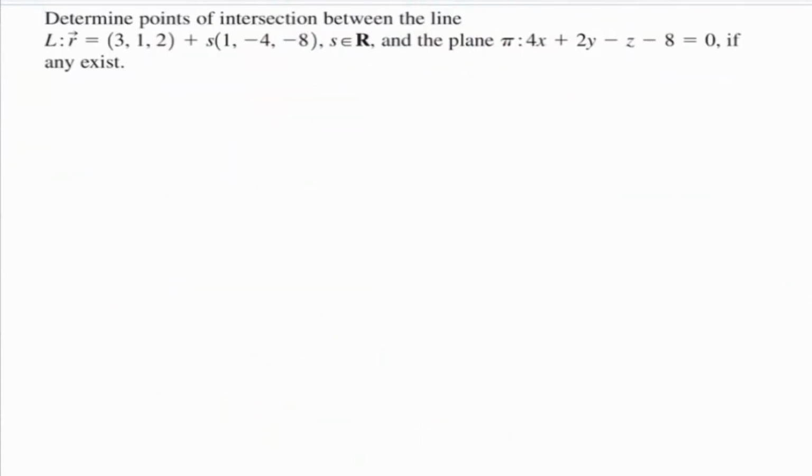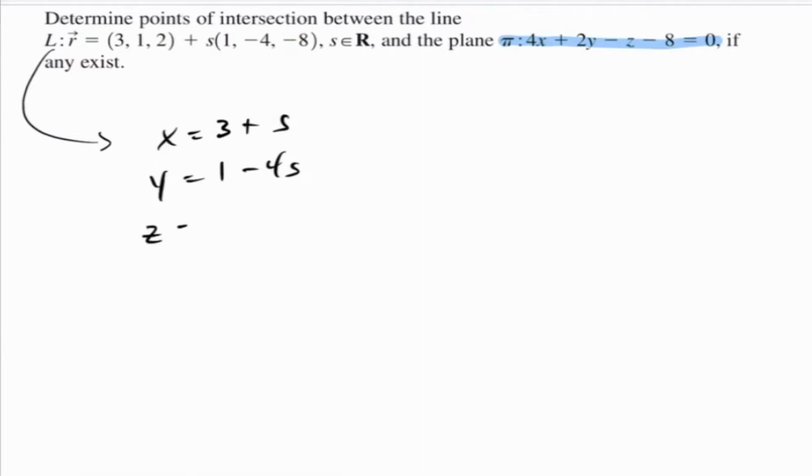Here's our first example. It says, determine the points of intersection between a line and this plane. The general strategy is to express your line in parametric form. Right now I'm in vector form, so parametric form is x equals 3 plus s, y equals 1 minus 4s, and z equals 2 minus 8s.